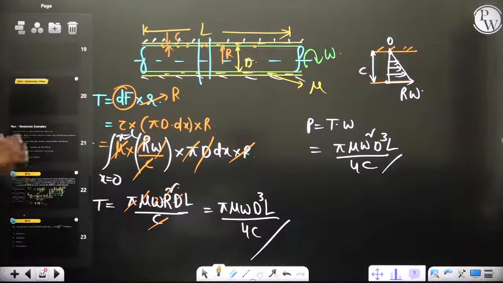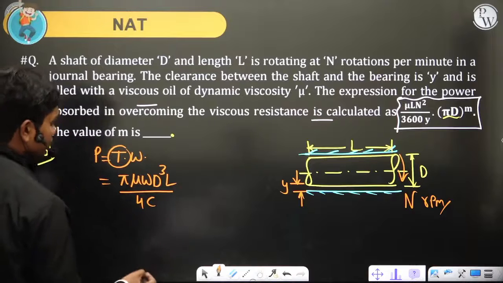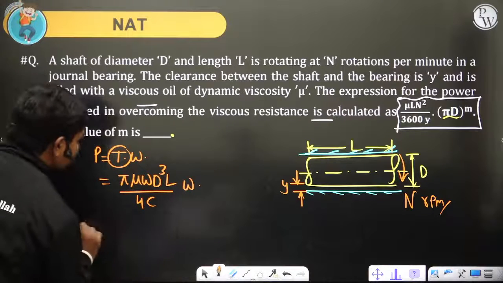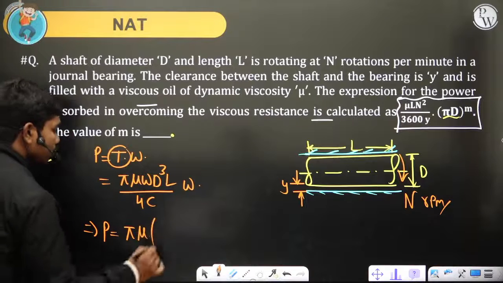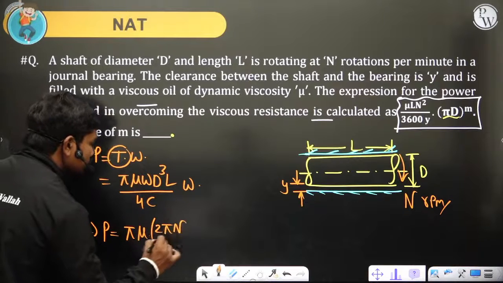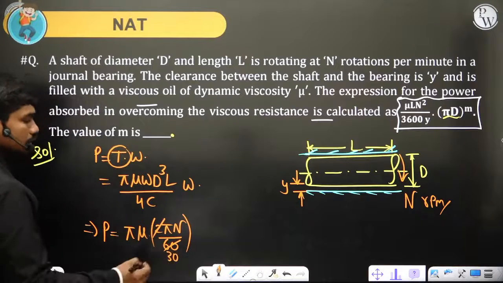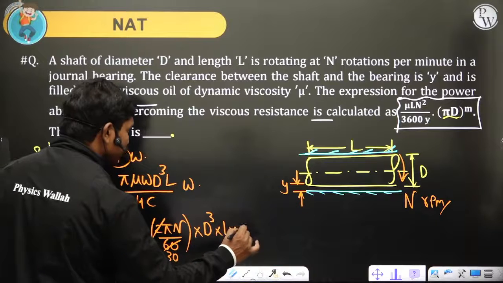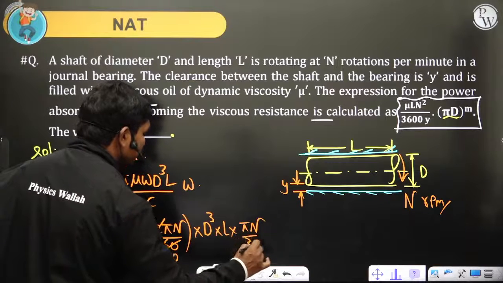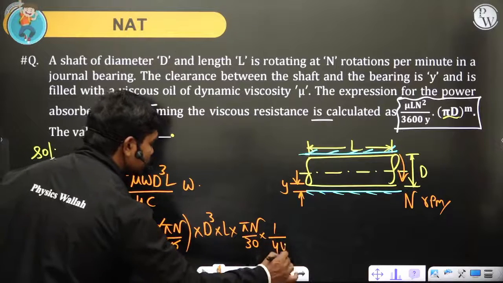So then definitely we can use this. So pi mu omega d cube L by 4c into omega, obviously. So this is the power. So P is equal to pi mu omega. Omega can be written as 2 pi n by 60, or this can also be written as pi n by 30, because it's angular velocity. So d cube L into omega, again pi n by 30, into 1 by 4c. So this is 4y actually. Okay, so this is the expression.